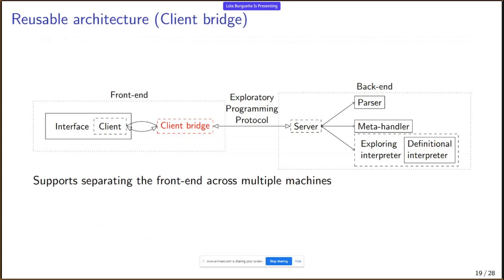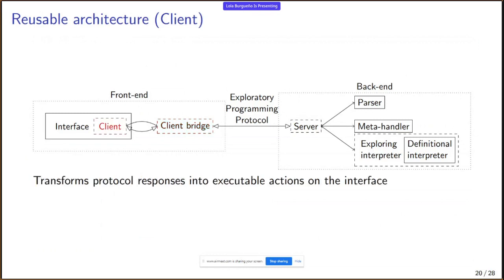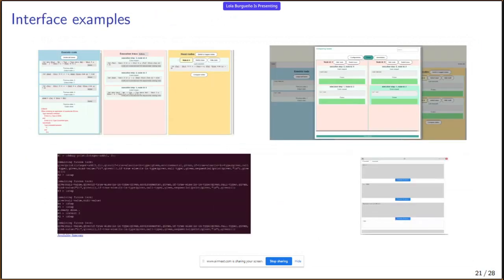And you can also implement the client bridge as just a component inside your client. Then it's just function calls, but it can also just be an HTTP client. So it's just a layer of indirection to make it possible to have the front end split across multiple machines. The client is just a way to transform the EPP into actions on the interface, and the interface is the final meat of the system. This essentially is the thing that is displayed to the user, and it's how the user interacts with the environment. We have eventually developed a couple of interfaces on top of this architecture, and the top interface is the one I want to show.